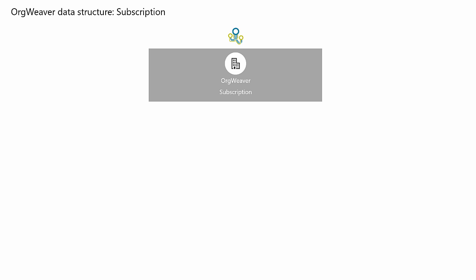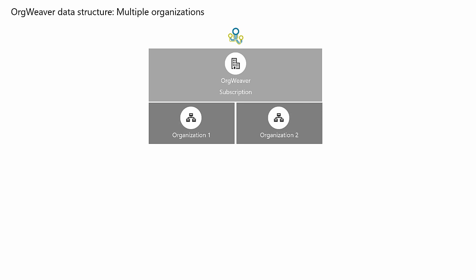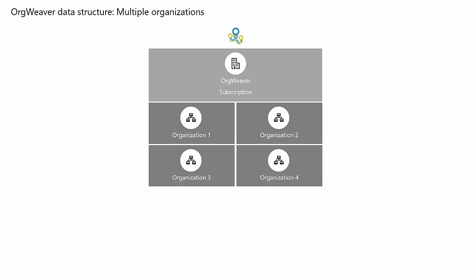Your data is securely stored in a separate OrgWeaver database that is just for your subscription. You can have any number of organizations you want in your subscription. One could represent your current structure, another could be a sub-organization like sales, while a third could show a possible future scenario. Organizations can be easily imported, cloned, or created from scratch.